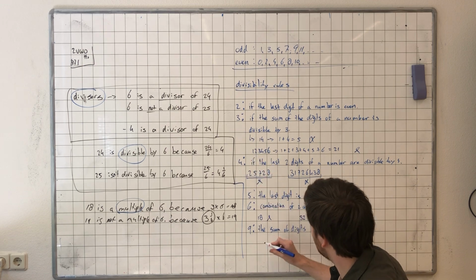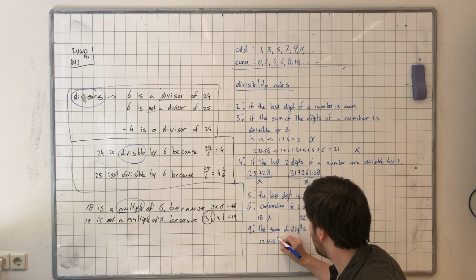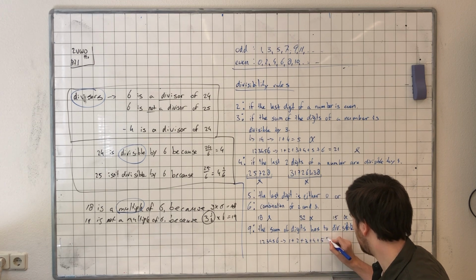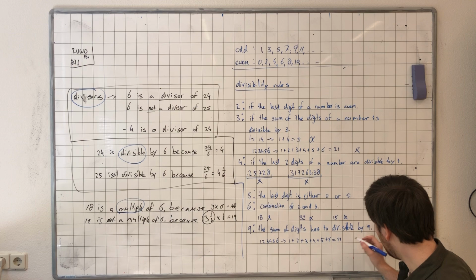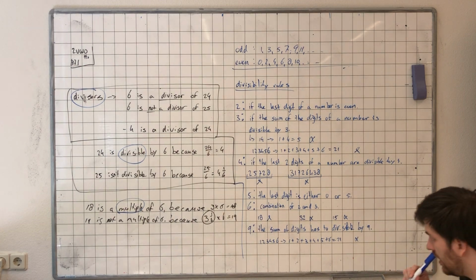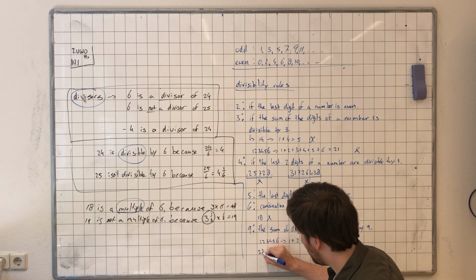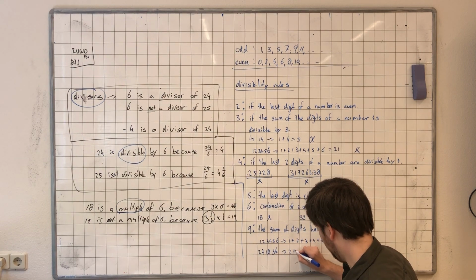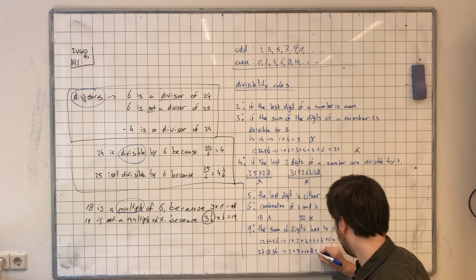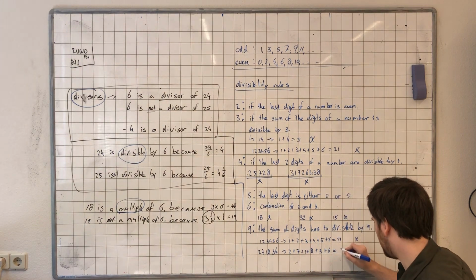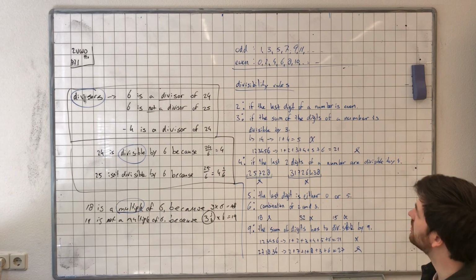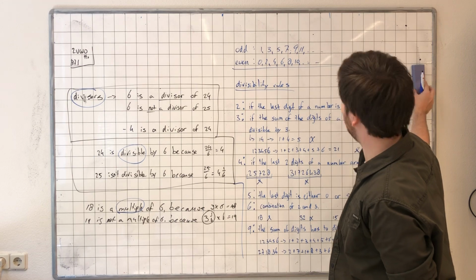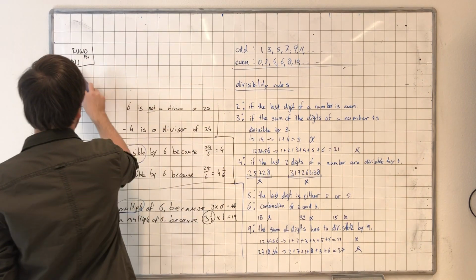So for example, let's use two examples. We take this number 1, 2, 3, 4, 5, 6, and then 1 plus 2 plus 3 plus 4 plus 5 plus 6 is 21. It's not divisible by 9. If I have 2, 7, 1, 8, 3, 6, 2 plus 7 plus 1 plus 8 plus 3 plus 6, that is 27, so this one is divisible by 9.